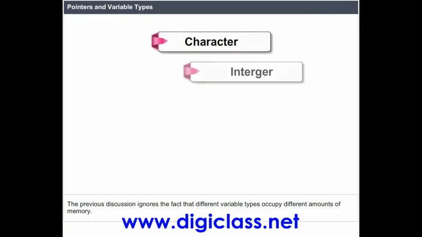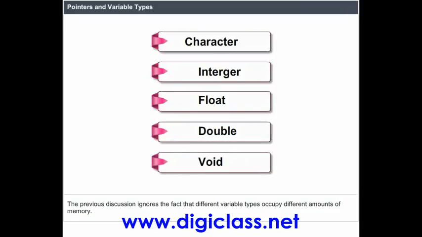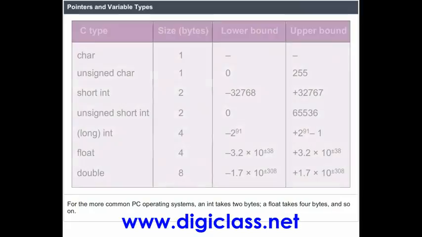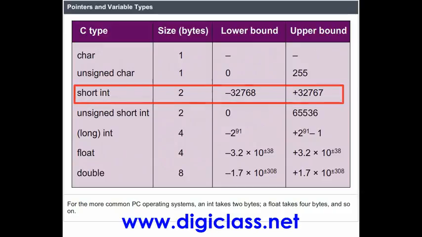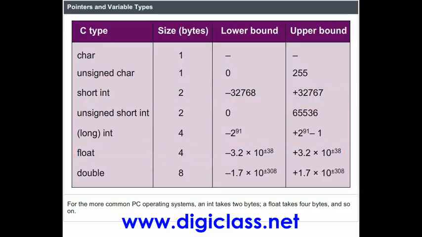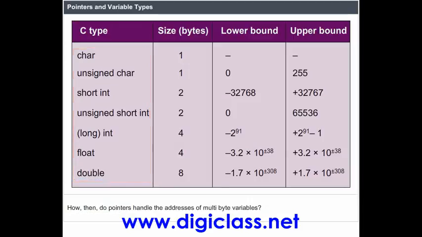Pointers and variable types. The previous discussion ignores the fact that different variable types occupy different amounts of memory. For the more common PC operating systems, an int takes 2 bytes, a float takes 4 bytes, and so on. Each individual byte of memory has its own address, so a multi-byte variable actually occupies several addresses. How then do pointers handle the addresses of multi-byte variables?